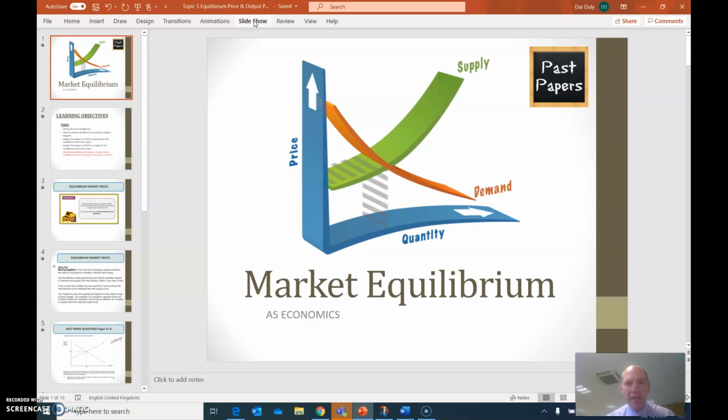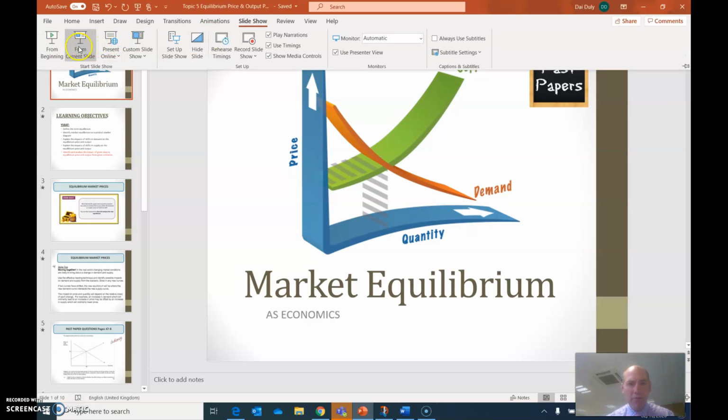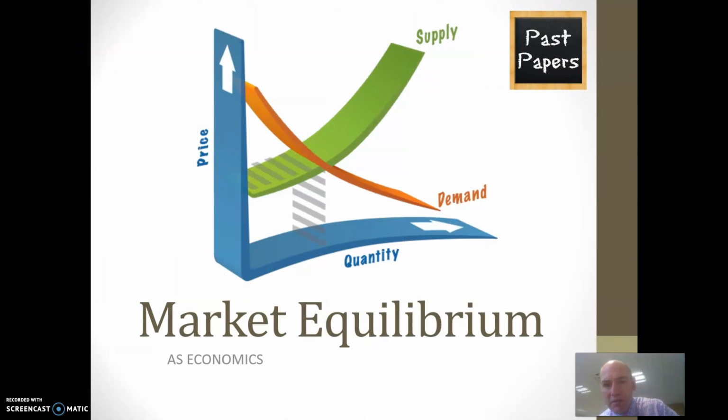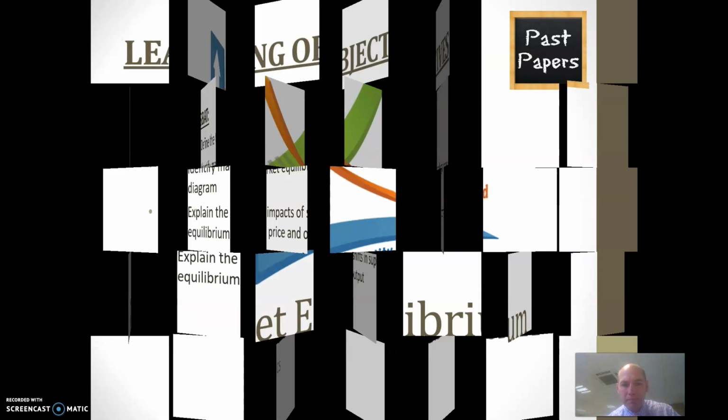Hi everybody, we're just getting towards the end of topic 5 on market equilibrium. This is a really important section, so I want you guys to really focus in on this. This is looking at past papers.